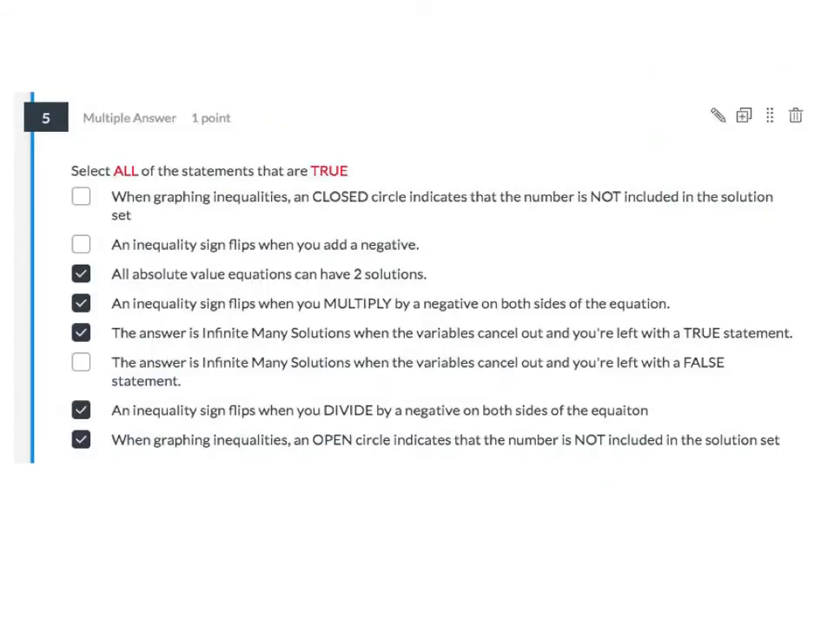All right, number 5. So we're going to go through these. You can kind of see which ones are true, but we'll actually walk through them. The first one says, when graphing inequalities, the closed circle indicates that the answer is not part of the solution set. Let's think about that. If we had x is greater than or equal to 5, this is where we would have a closed circle. Let's read that: x is greater than or equal to. That means 5 is actually part of the solution set. So they're saying it's not part of the solution set. That's why we didn't pick this one.